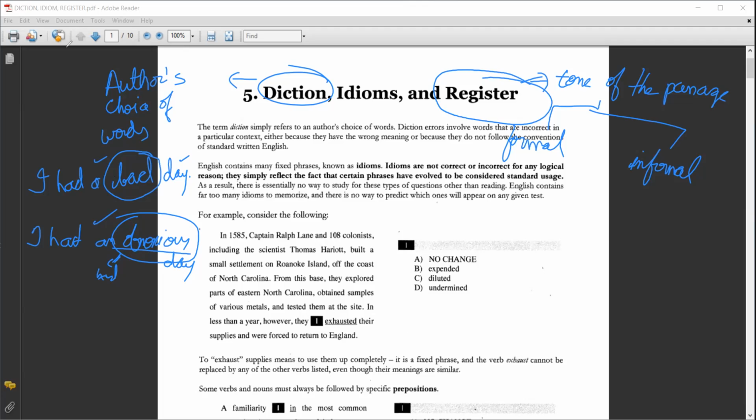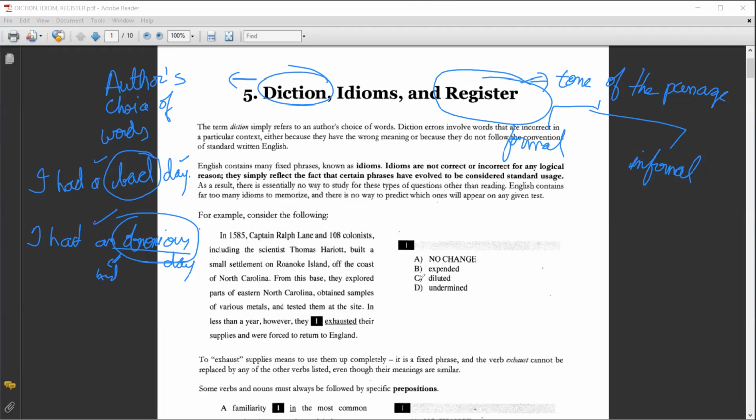So what you should understand from this topic is that both diction and register need to go hand in hand. Whenever you have such questions, look at this question here, where different words are given to you. It's very important that you take the register into consideration as well. What is given here? In less than a year, however, they exhausted their supplies and were forced to return to England. If you read all the words, exhausted, expended, diluted, undermined, they somewhere or other have the same contextual meaning.